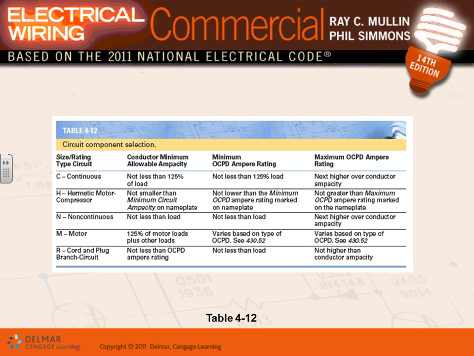If you have a motor, you guys remember what we did for motors? 125 percent for the conductors. For the overcurrent device, it varies. If you remember when we used fuse or circuit breakers, so it says it varies. Cord and plug connected, not less than the overcurrent device rating, ampacity, and not less than the load.